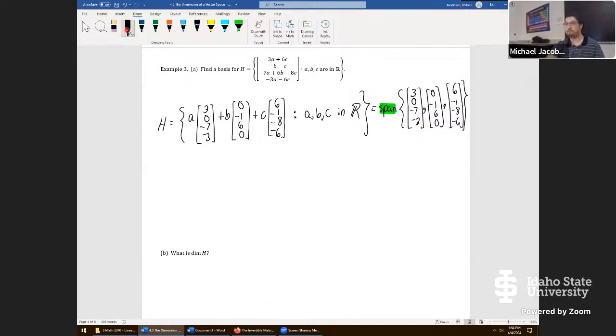So that's where we go and take a matrix A, fill it out with those same columns. 3, 0, -7, -3. A lot of copying on this one. 0, -1, 6, 0, 6, -1, -8, -6. And if we row reduce this matrix, the pivot columns of this matrix are the columns of this spanning set that are linearly independent. So we can delete anything that doesn't correspond to a pivot column and still have the right spanning set. So let's do our row reduction.